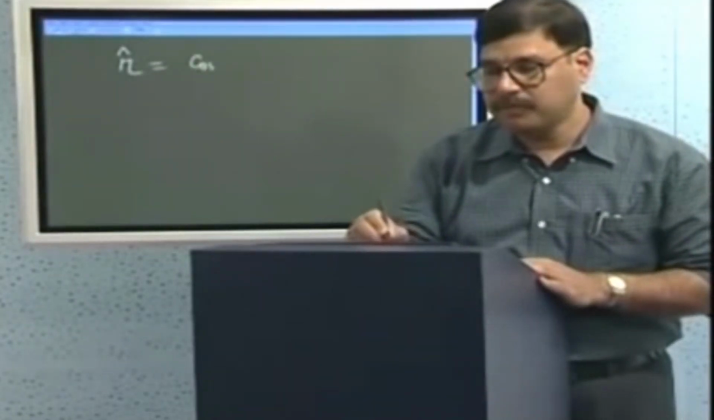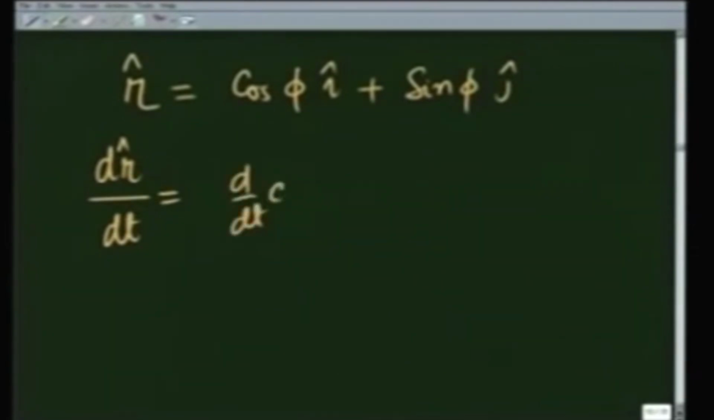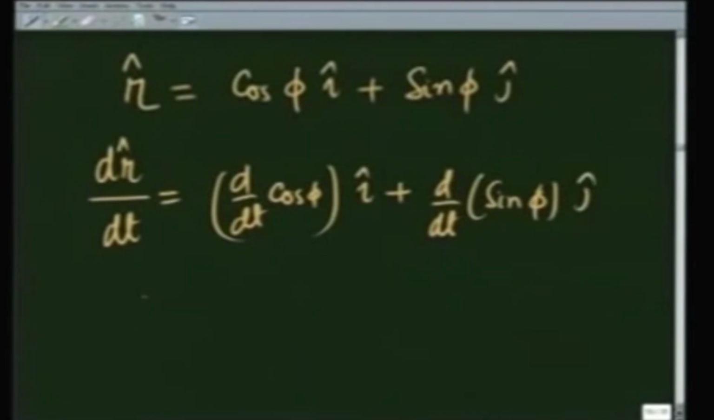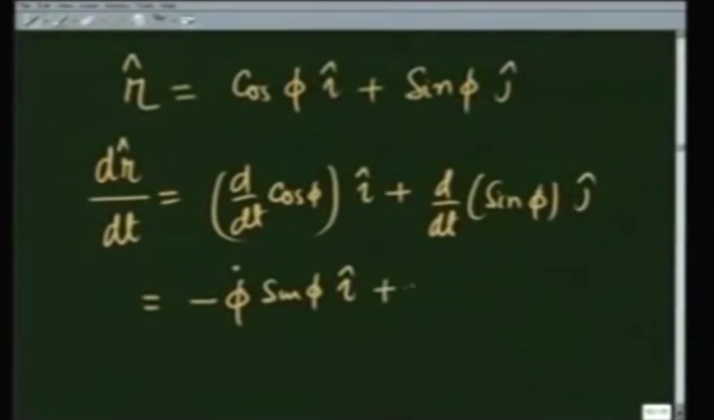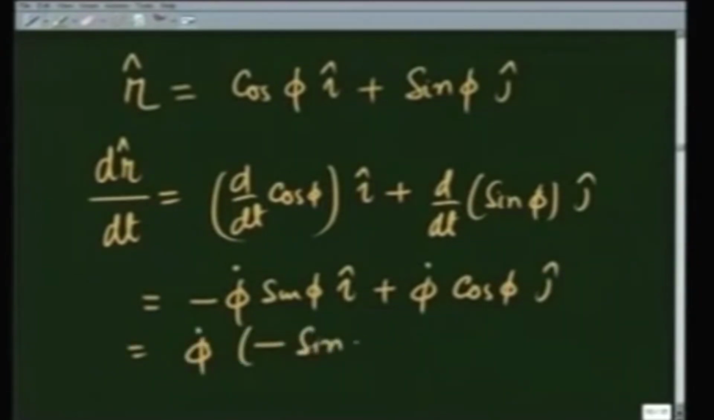Recall from an earlier slide that the unit vector r was written as cosine of phi i plus sine of phi j, and therefore, the rate of change of the unit vector, d r by dt, is going to be equal to d over dt of cosine of phi i, where i unit vector is a fixed unit vector, so it is constant, plus d over dt of sine of phi j, and this comes out to be minus phi dot sine of phi i plus phi dot cosine of phi j, which is equal to phi dot times minus sine phi i plus cosine phi j, which is phi dot phi.